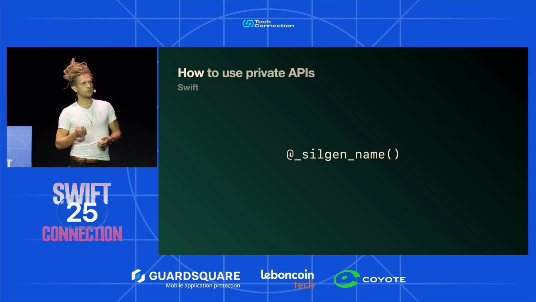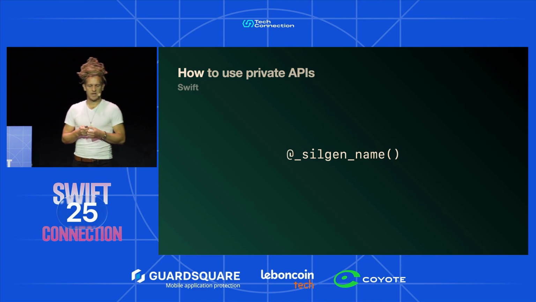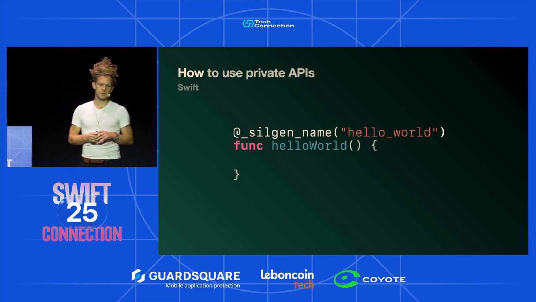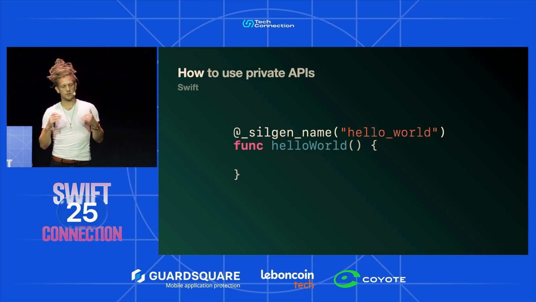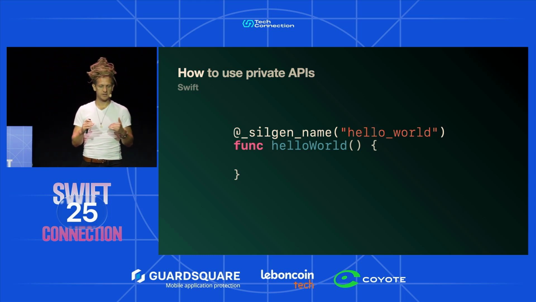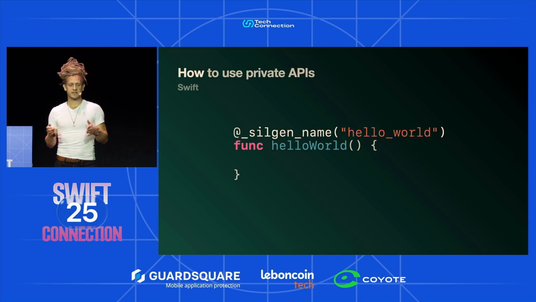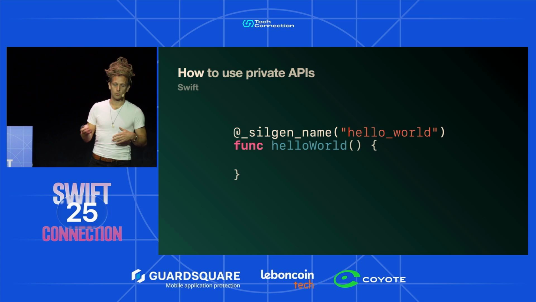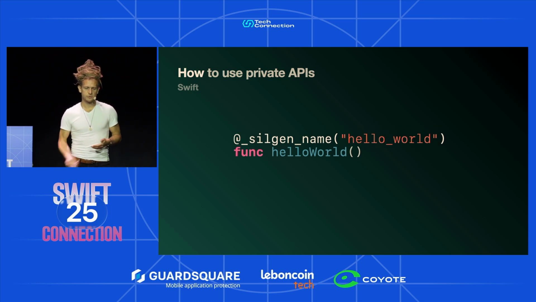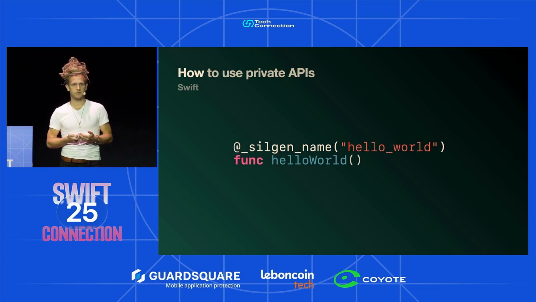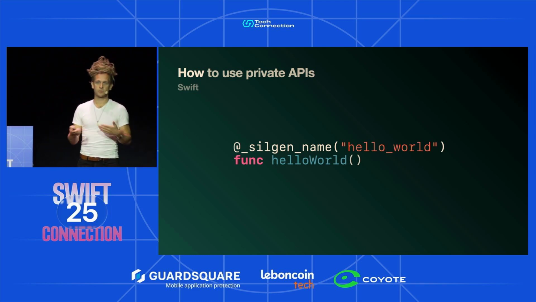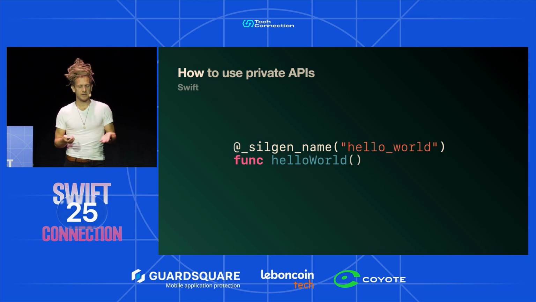You can use a language feature called silgen_name, and it serves two purposes. This one we don't really care about: when you have a method that has a body, using silgen_name tells the compiler to not use the mangled name and to look for hello_world as a symbol. But if you use it on a method that doesn't have a body, then it actually tries to find a symbol called hello_world and will try to link with it, which in this case would fail.